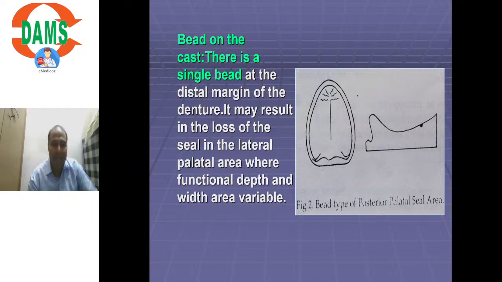Then there is something known as beading. Okay, you can do a single bead. If you want to do retention, you can place a bead in the cast, just a line. In the cast itself you can place a line with the help of a bur. You can place a single bead, double bead, a line. So whenever we are working on the master cast, you can take a bur and place a line so that whenever you are doing the packing of the denture, that line is reproduced in the denture. That is beading.